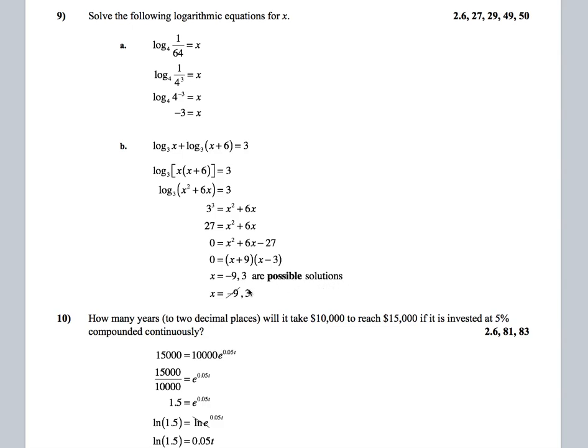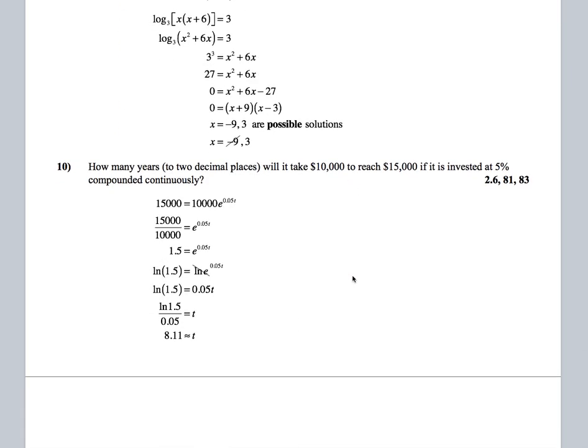They're my possible solutions, and I eliminate negative 9 because if I substituted that back into the original equation, I'd be taking the log of a negative number, and I can't do that. The logarithm is undefined for this solution, so that's extraneous. I've crossed it out, and so our only valid solution is x equals 3.